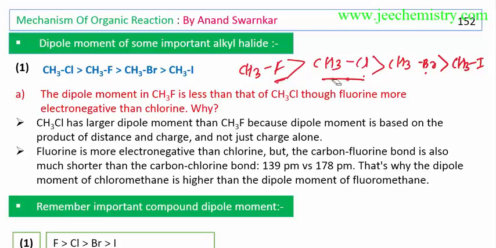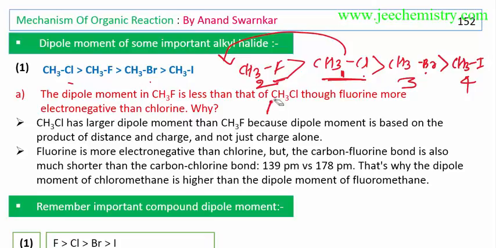The dipole moment of the chloride will be higher than that of the fluoride, so the order will be different. Among fluorine, chlorine, bromine and iodine, chlorine goes first, and fluorine becomes second. Then bromine becomes third and iodine fourth in the dipole moment. Why is the order changing in these compounds?